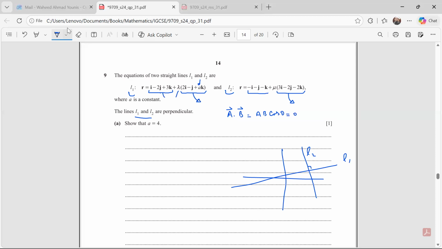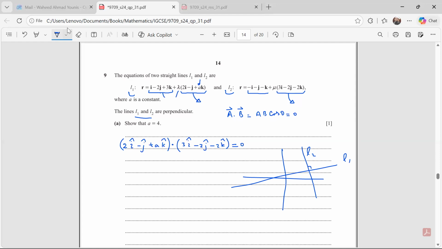Now I will take the dot product of these two vectors. The first is 2i minus j plus ak. I have written this vector. The dot product of this one with the second vector, which is 3i minus 2j minus 2k, must be equal to 0. I hope this is clear.